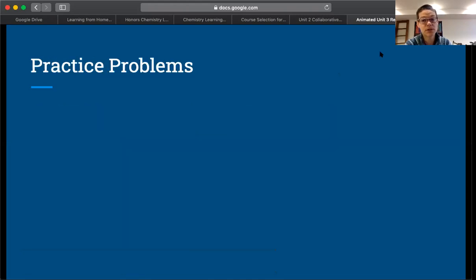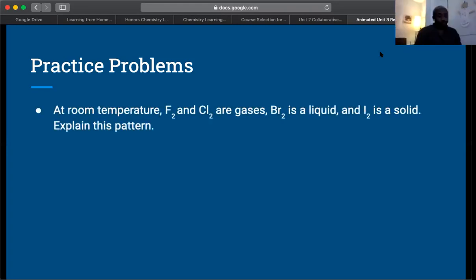Okay, so let's do some practice problems. So again, we know that they're not going to have you draw anything. So it's more likely that you would have to look at a structure and decide what kinds of forces something may have. So here's a question. At room temperature, fluorine and chlorine are gases, bromine is a liquid, iodine is a solid. Explain this pattern.